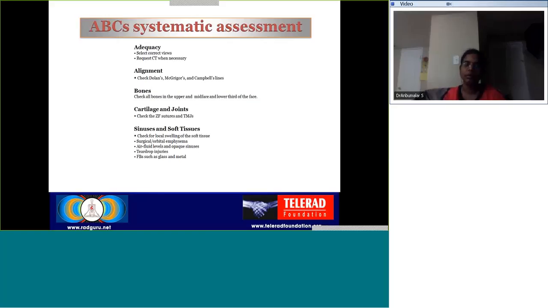So we'll see the ABC systematic assessment of maxillofacial trauma imaging. If an X-ray is given, please look into the correct views. There are nearly 5 to 6 views in maxillofacial X-rays. The correct view gives the appropriate fracture finding. If there are multiple fractures, we can request a CT. And in the X-rays, for alignment, we must have an idea about Trolard's, McGregor's and Campbell's lines. We have to see the bilateral symmetric line positioning. If there is a disruption, the bone is fractured.